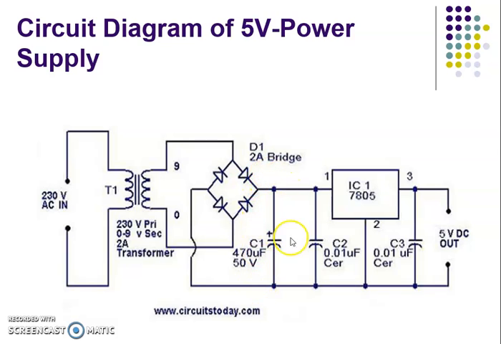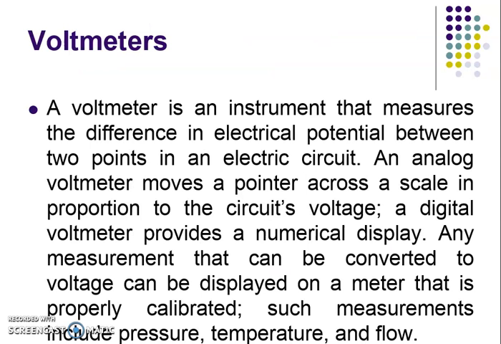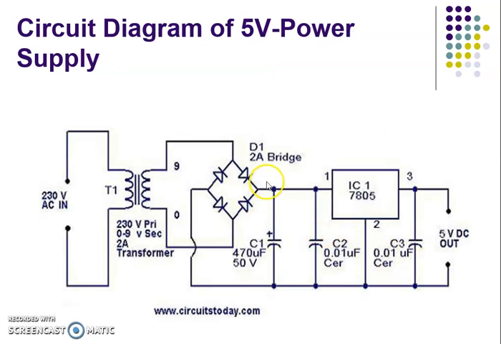It is given to the next circuit, that is called the filter circuit. Only a single capacitor acts as the filter circuit. So the value of the capacitor should be high. Here 470 microfarad is mentioned along with a 50 volt rating. So this is the filter. The output of the filter is finally given to the regulator.